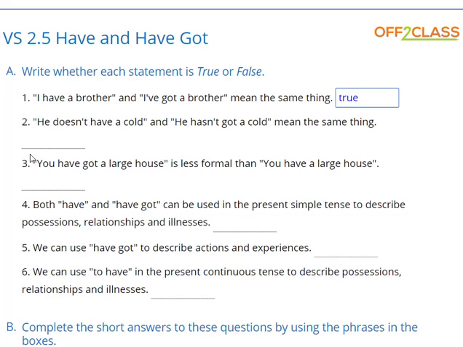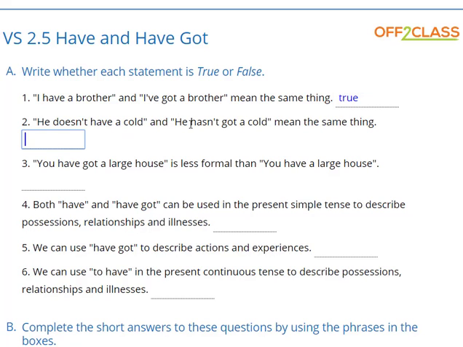Answer is true. I have a brother. I have got, right? I've is I have. So if you're not familiar with the conjugations, this would be a good time to go back and review conjugation lessons. Mean the same thing. Remember, we can use have got with relationships.